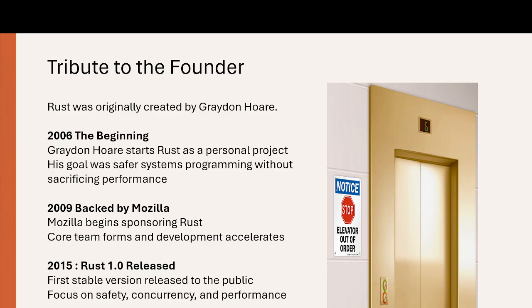Graydon Hoare was inspired by this, not only by the elevator incident, he was thinking in this direction. He thought, can we resolve all these problems at compile time, before they reach the field? That was his major motivation. So he started a project called Rust as a personal project. His goal was safer systems programming without sacrificing the performance that C offers.